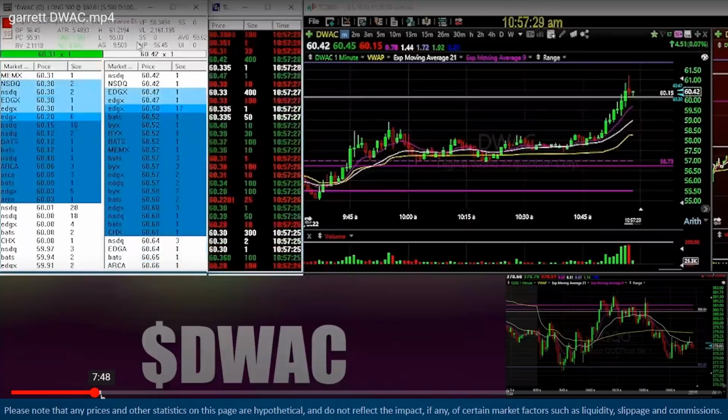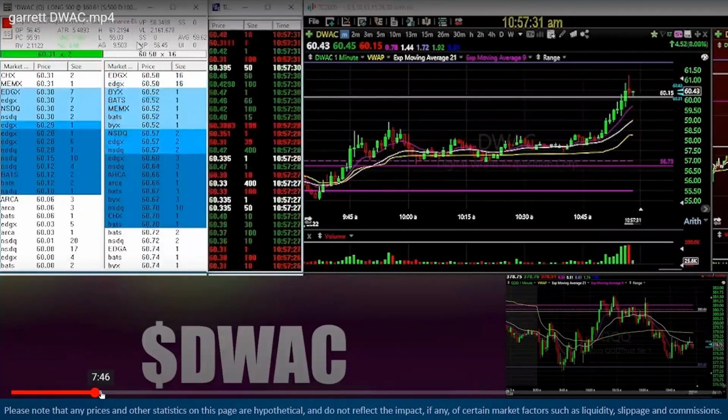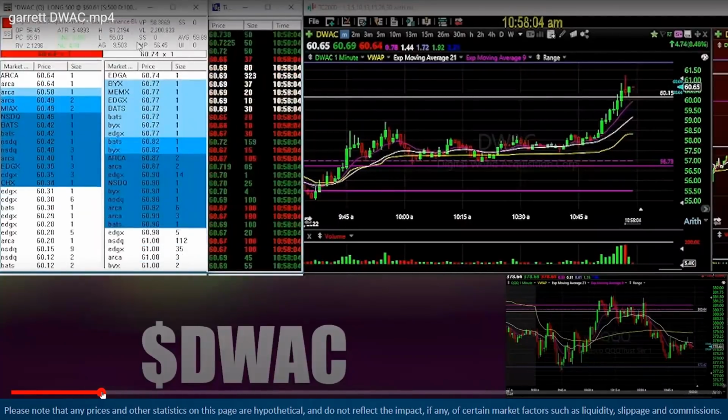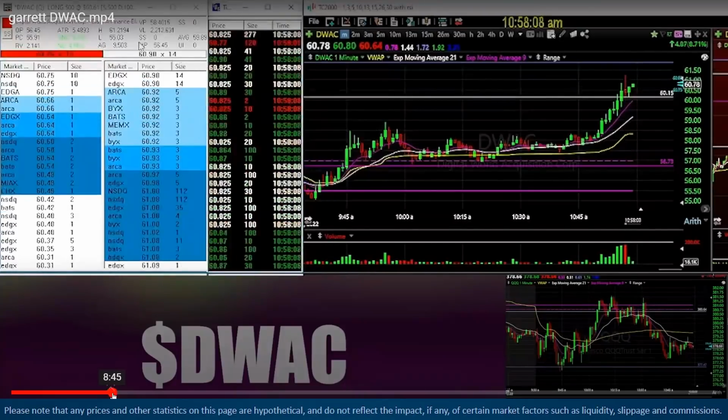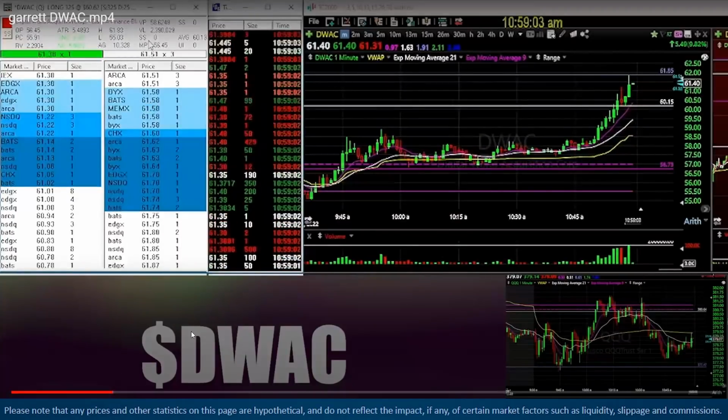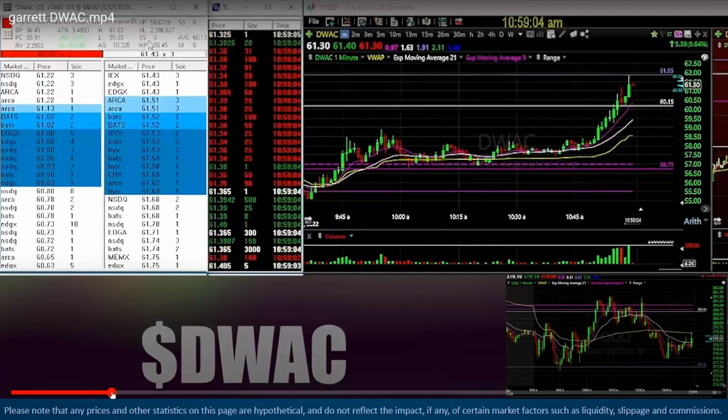So I think the biggest thing to take away, and I'll start to click through so you start to see a lot of similar action, is that the range isn't expanding. I think this move right here, we'll click back a little bit.